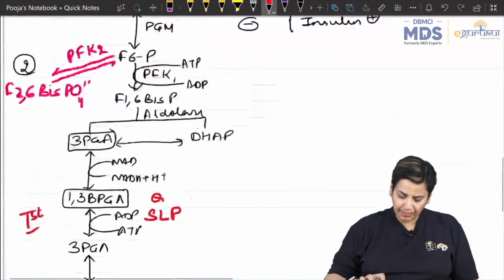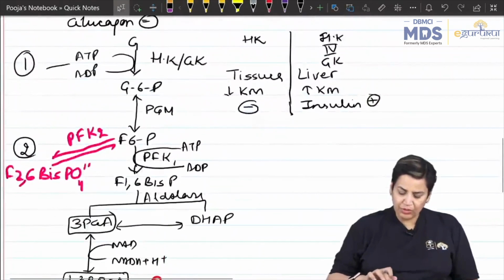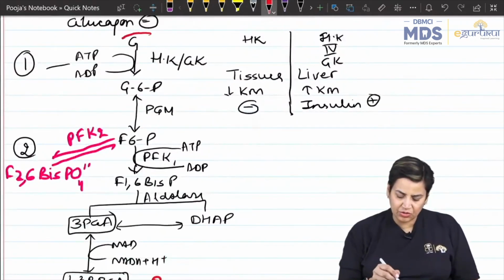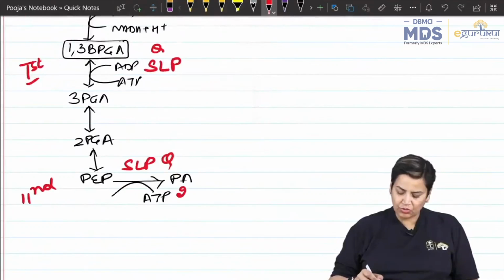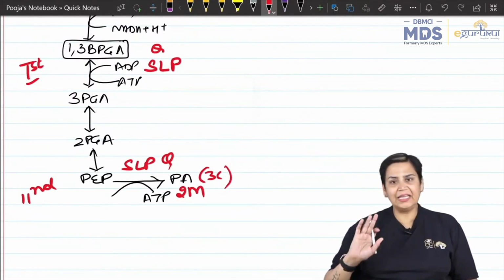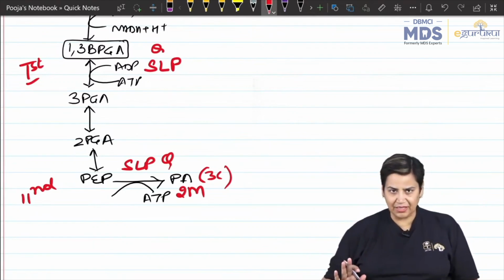Now, one point I told you about this: this glucose, we started with 1 molecule, and we see that it ends with 2 molecules of pyruvic acid, which has 3 carbon atoms. So it is incomplete breakdown.